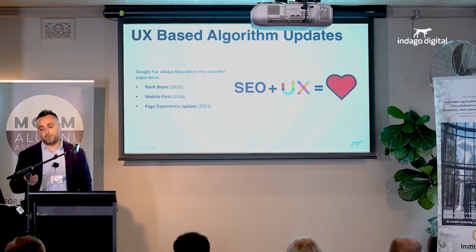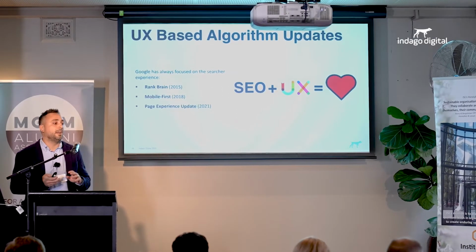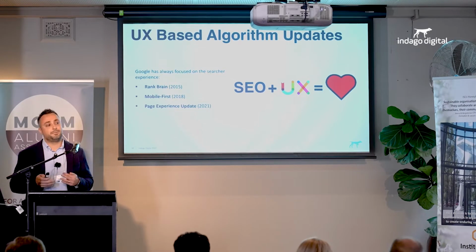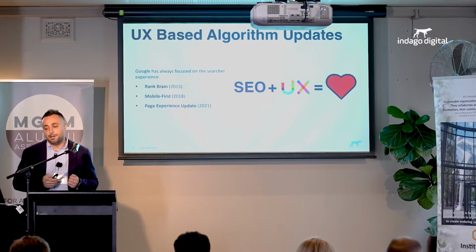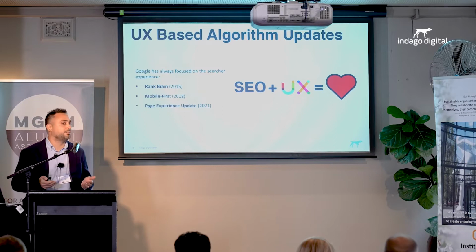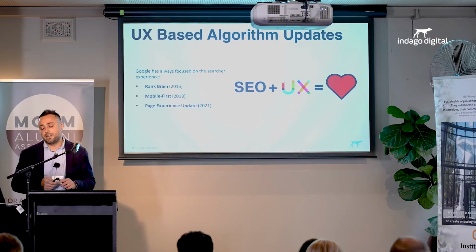Back in 2015, Google introduced RankBrain, an algorithm update where Google started to focus on what the user is doing. Can we shift the way we're presenting our results based on what users are doing on websites and how they're interacting with the search results? That was a touch in the ocean, I guess you could call it.